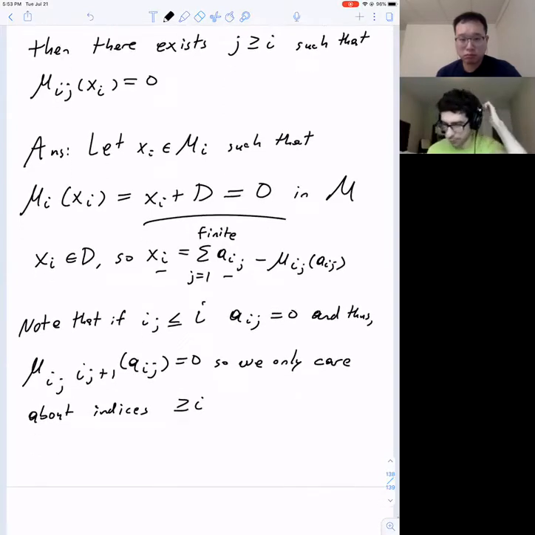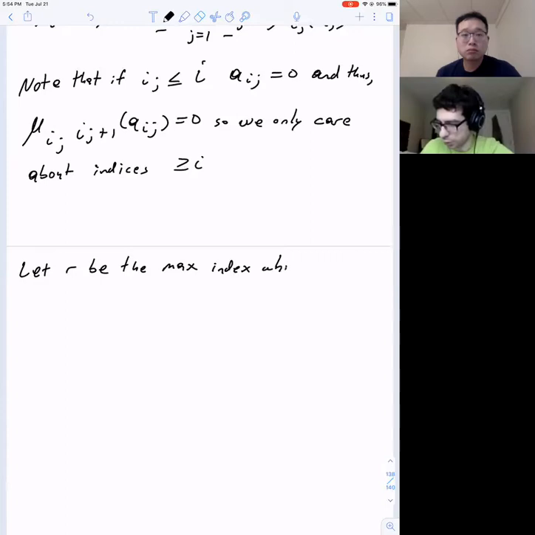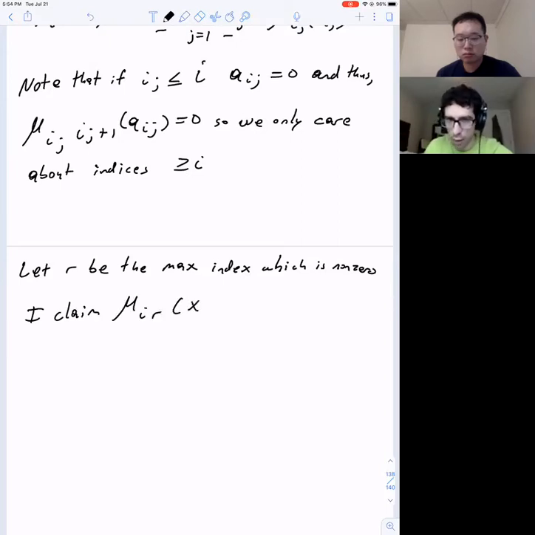So let R be the largest index which is non-zero from that above. So I claim that mu iR of xi is 0. So this is what I have to prove.